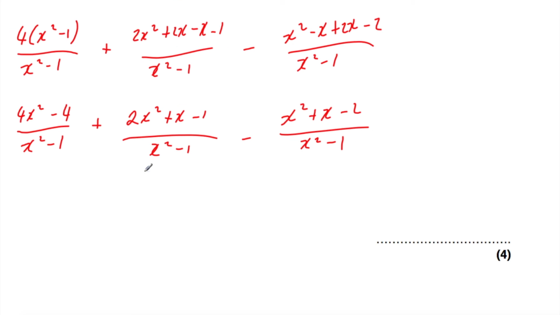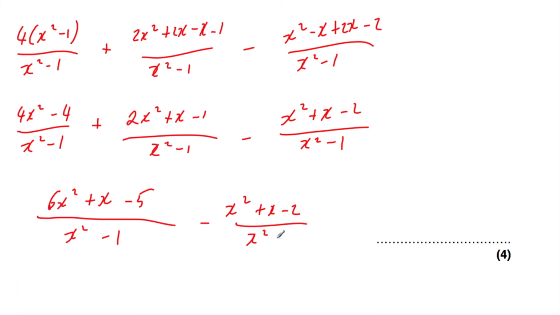Okay, so we've now got three algebraic fractions with the same denominators. So what I'm going to do is add the first two to begin with. So let's add these first two and see what we get. We've got 4x squared plus 2x squared, that's going to be 6x squared. If we have a look at our x's, we've just got this plus x, so it's going to be plus x. And then we've got minus 4 plus minus 1, which will be minus 5. So adding together these first two algebraic fractions will give us this, and we've still got minus x squared plus x minus 2 over x squared minus 1.